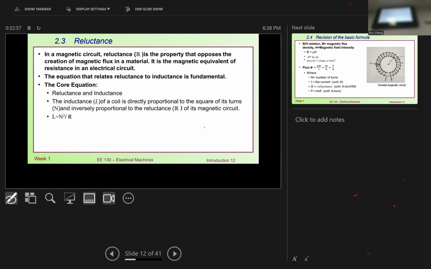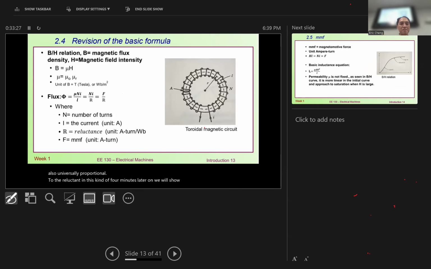So we do a formulation to look into what kind of reluctance. The symbol for reluctance looks like a double line, and it's called reluctance. So the reluctance is given by a formula which is related to N squared and is inversely proportional to the reluctance in this kind of formulation. Later on, we will show more detail about that.